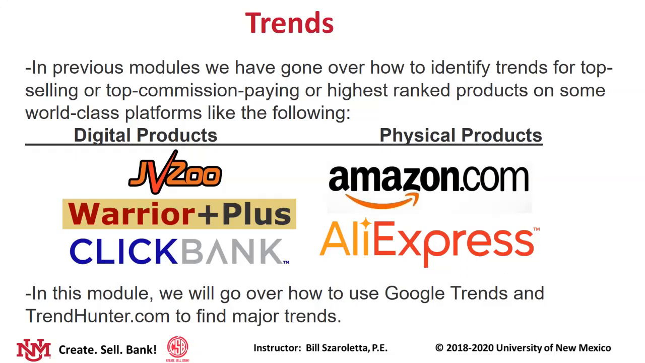In some of the past modules, we've covered the digital products with JVZoo, Warrior Plus, ClickBank, and also physical products, Amazon and AliExpress. And you can go there. They each have their own kind of search engines that'll tell you what are the top selling products in various categories or subcategories. So you know how to do that. Now, what I want to do now is go through how to use Google Trends and Trend Hunter to amplify that.